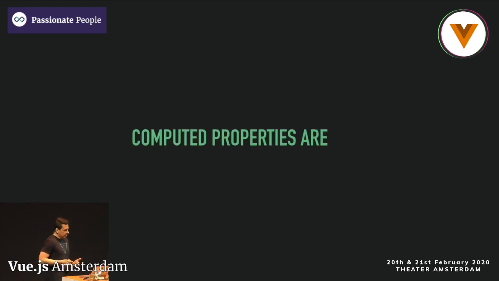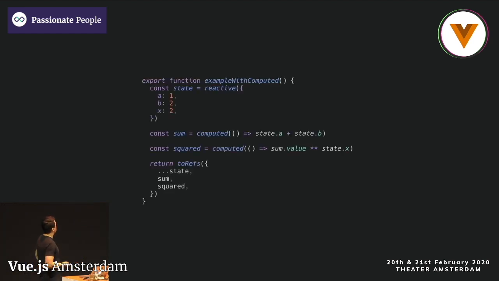Computed properties are refs. They have to be because we need an object that can be reactive even if the computed property returns a boolean or a string that is updated whenever its dependencies change. And so you end up with something like this, right? You end up with a computed function that references sum.value, which is another ref, another computed property, and it also accesses state.x, which is a reactive object.